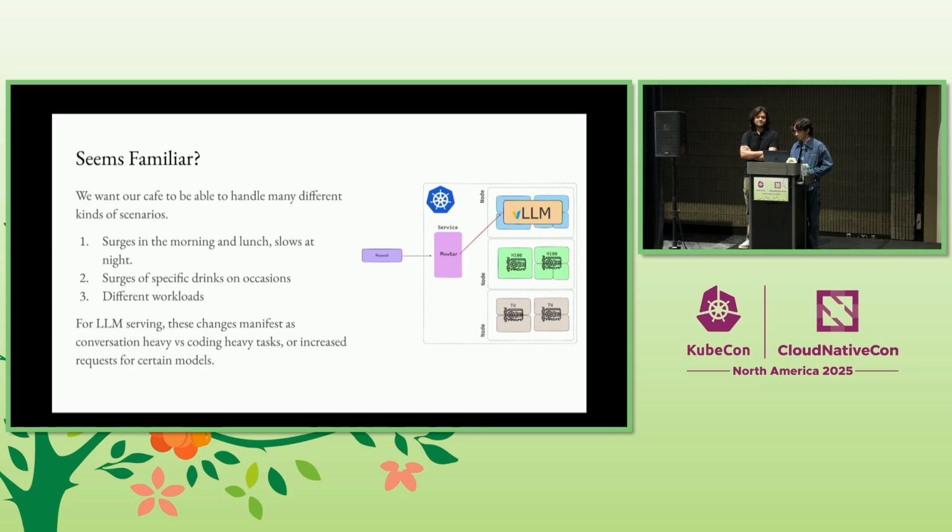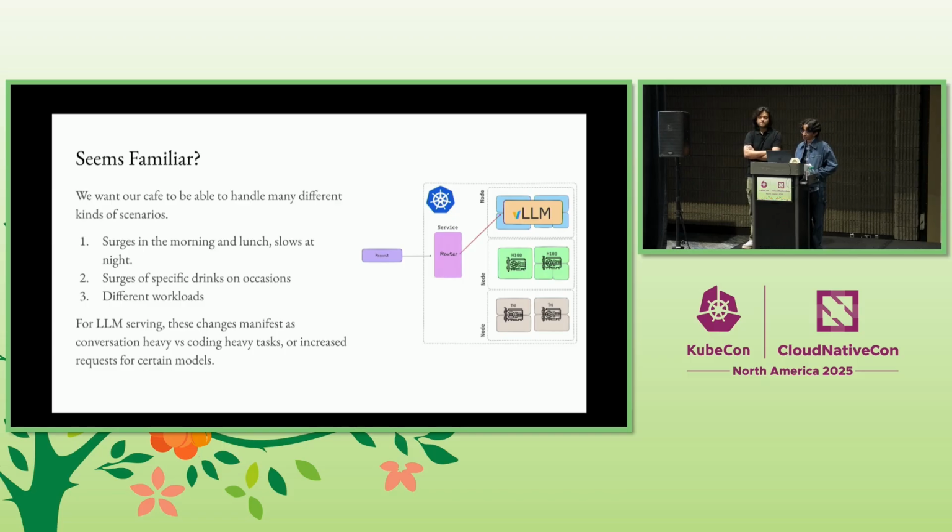We might also be serving different kinds of workloads. Maybe some days we have a lot of espresso requests exclusively. For LLM serving, these changes manifest as conversation-heavy versus coding-heavy tasks, which have different workload characteristics. Or also an increased number of requests for certain models. Maybe the recent GPT OSS came out.